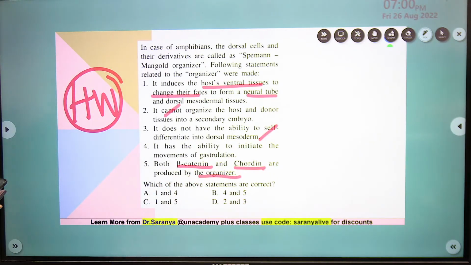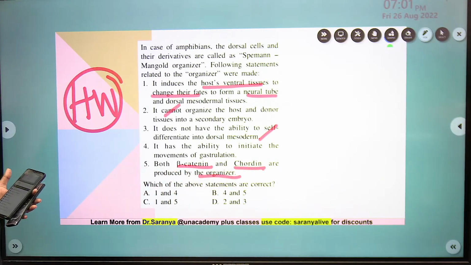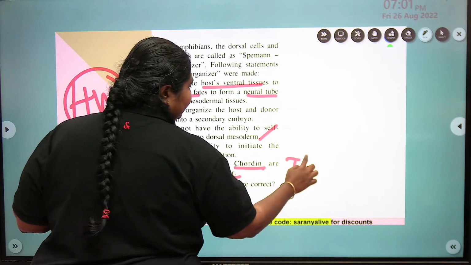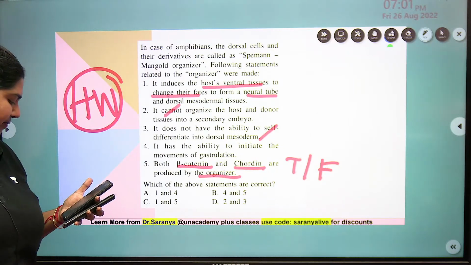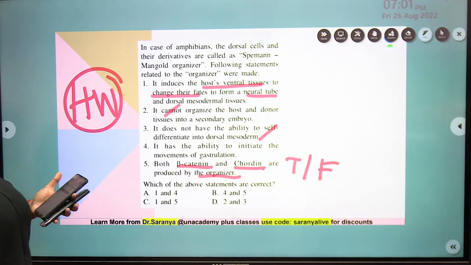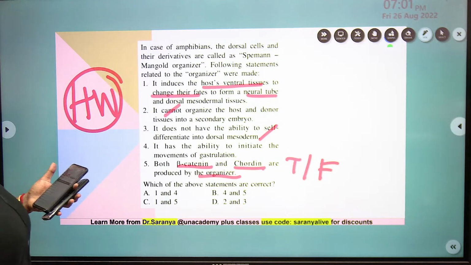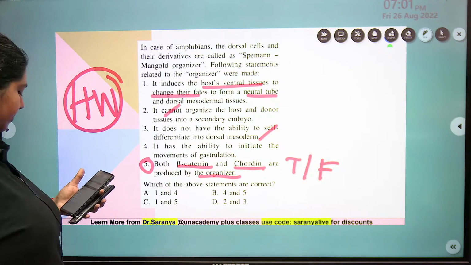Elimination helps. Seriously, I'll tell you, elimination will help. Do it now. Everybody in this class, we'll take each and every statement. We'll start with 5. Both beta-catenin and chordin are produced by the organizer. True or false? Yes, Pankaj. Good evening. First you eliminate this statement, then we'll go to the other ones.